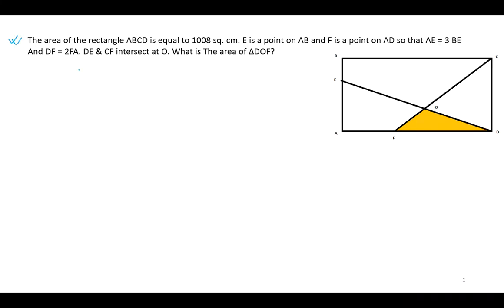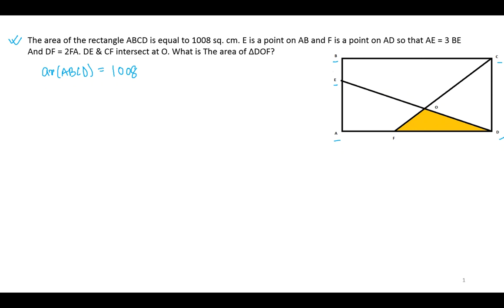We are given that we have a rectangle ABCD and the area is equal to 1008 square centimeter. So I have area of ABCD equal to 1008. Now E is a point on AB and F is a point on AD, so that AE is equal to 3BE.